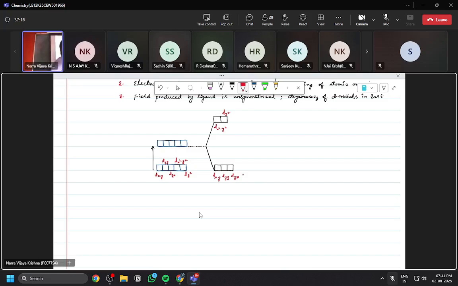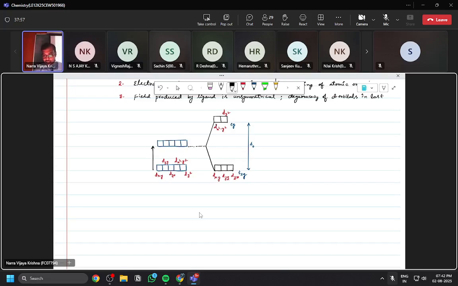By looking at this splitting, tell me in which direction ligands are approaching, along the axis or between the axis? Because only 2 orbitals are along the axis. So ligands are approaching the central atom along the axis, right? We call these 2 orbitals Eg orbitals, doubly degenerate. These orbitals are T2g orbitals, triply degenerate, right? Now the energy gap between them is written as delta naught.